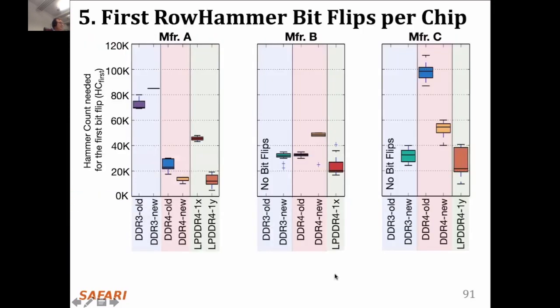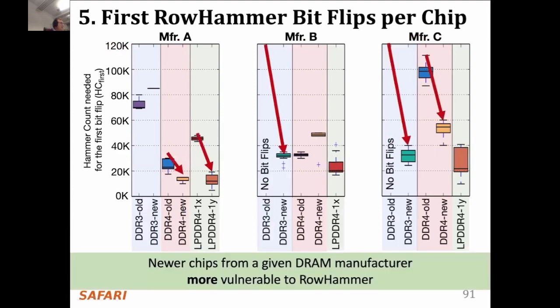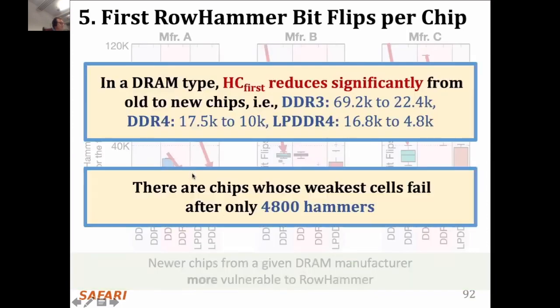This is another study. This is basically how many hammers does it take to actually get the first bit flip. Now you can see that is reducing as technology generation scales. And these are the red bars over here. We have some anomalies over here because we cannot classify the chips really well because the manufacturers don't describe the technology nodes of their chips. This is based on what we have done. We reverse engineer some chips. But you can see that the vulnerability is getting worse. You're getting the same bit flips with fewer hammers. As I said, there are chips whose weakest cells fail only after 4,800 hammers today.